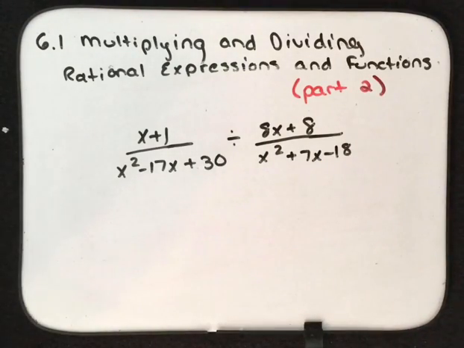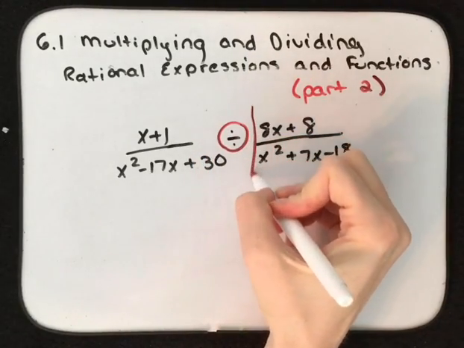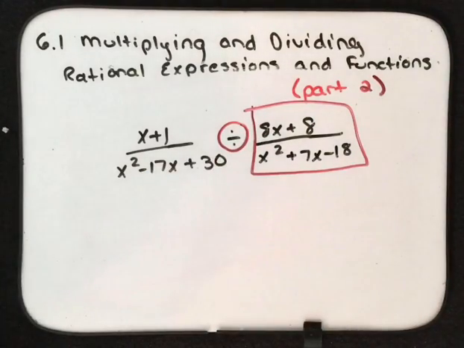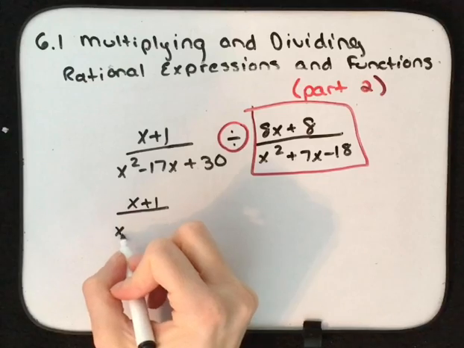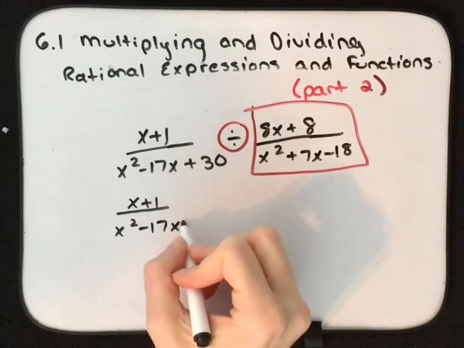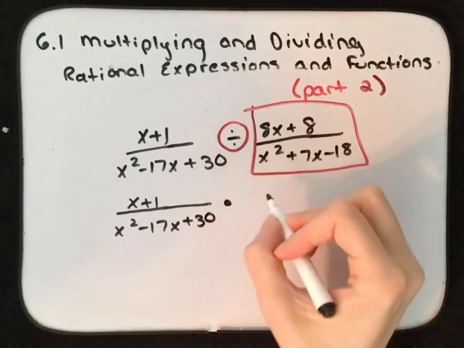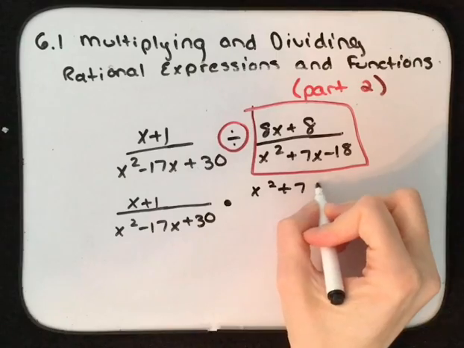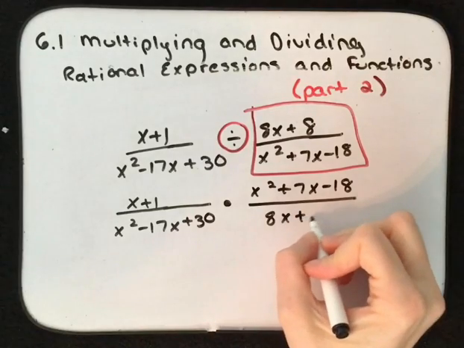So what you see right here for our division, take what comes after that division, so this piece, and flip and multiply. A joke that I've heard in the past: when you are trying to divide, don't ask why, just flip and multiply. So that tells us we have x plus 1 over x squared minus 17x plus 30. And instead of dividing, we're going to change that to multiply, and we're going to flip this over. So the piece that you're dividing by, you flip and multiply.